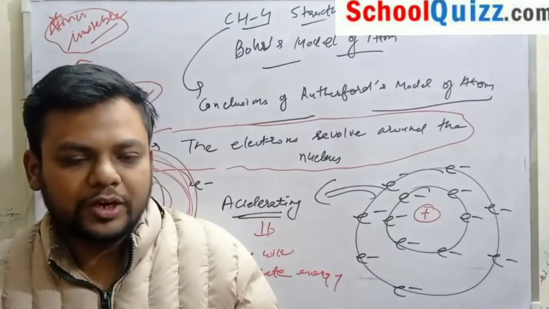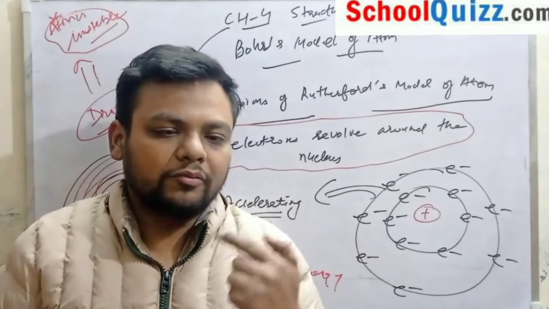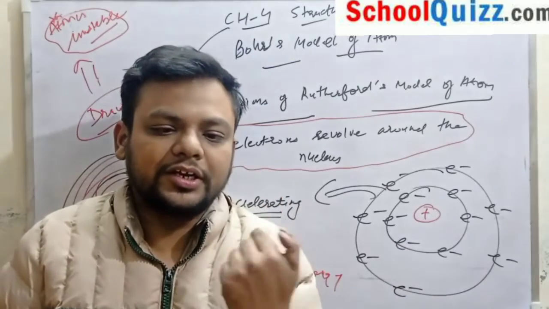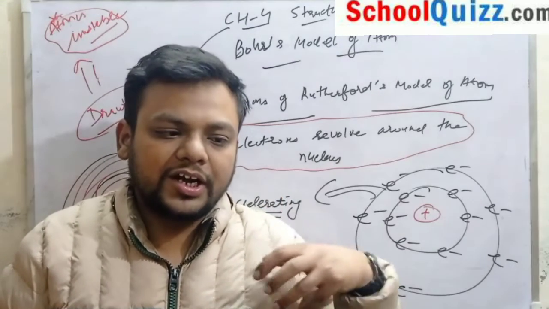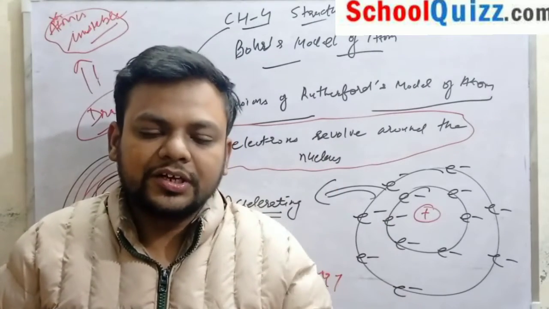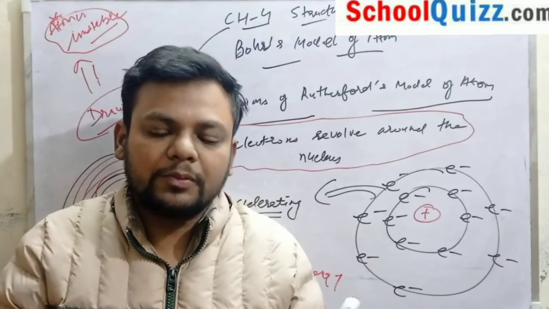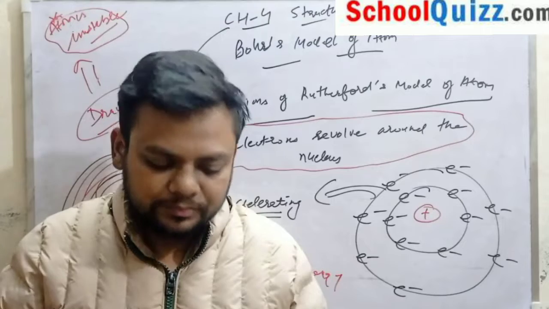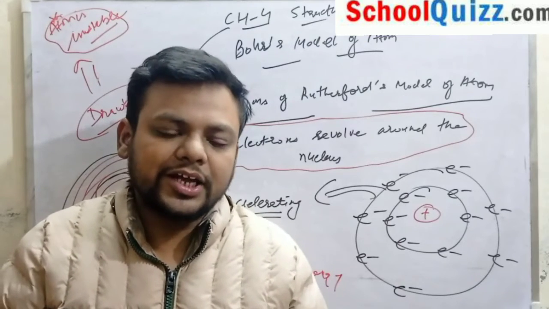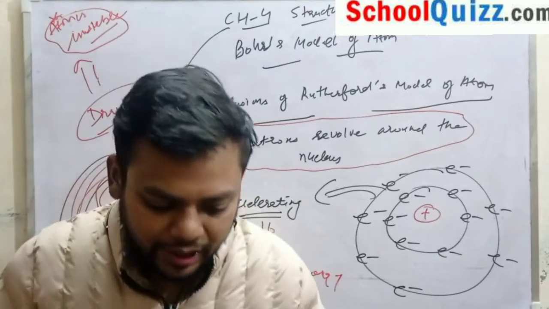If you want to elaborate, you will write properly like that: as we know, electrons are revolving around the nucleus according to his experiment, and electrons are accelerating, and accelerating particles will radiate energy. After some time they will lose energy and fall into the nucleus. If they fall into the nucleus, it means the atom is unstable. But as we know, atoms are quite stable, so we can say that he didn't talk about the stability of the atom.